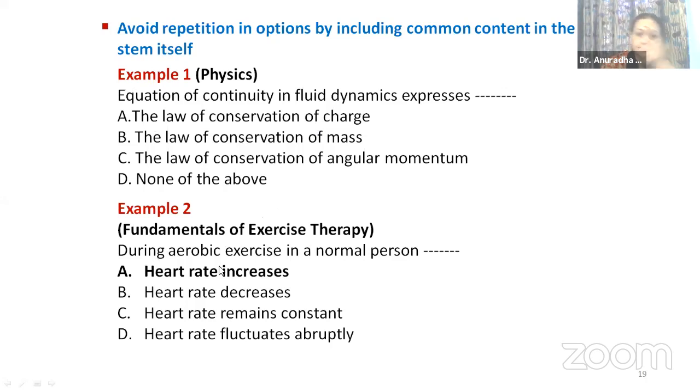Look at this in exercise therapy. During aerobic exercise in a normal person, heart rate increases, heart rate decreases, heart rate remains constant, heart rate fluctuates abruptly. Why don't we make it a simple question format? What happens to the heart rate during aerobic exercise in a normal person? Then the options could be as neat and simple as increases, decreases, remains constant, and fluctuates abruptly. So this is some way you can modify your own questions.